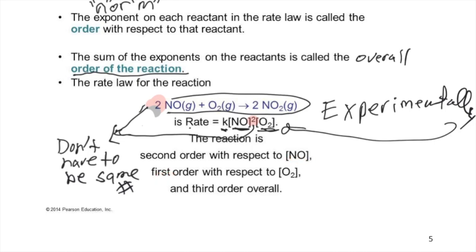And in this case, since there's a 1 here, we just leave it off, we don't write it, but technically there is a 1 there. We'd say it's first order with respect to that concentration of oxygen. And then to get the overall order, we add them together. That's 3 together.